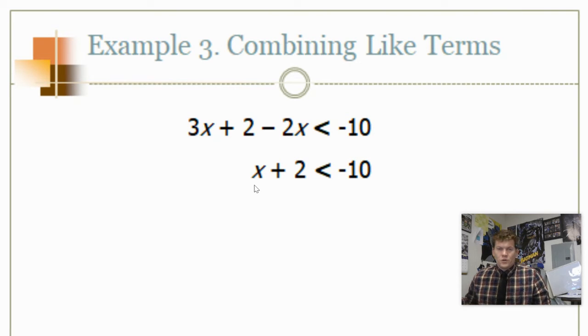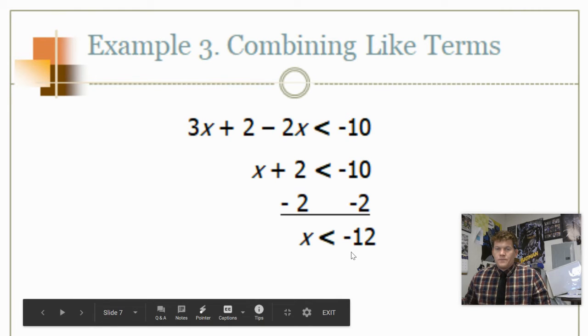From here, I could solve rather quickly. Get rid of that plus 2 by doing the opposite. Minus 2. Negative 10 minus 2 gets me negative 12. If I was to graph this one, open circle going towards the left.